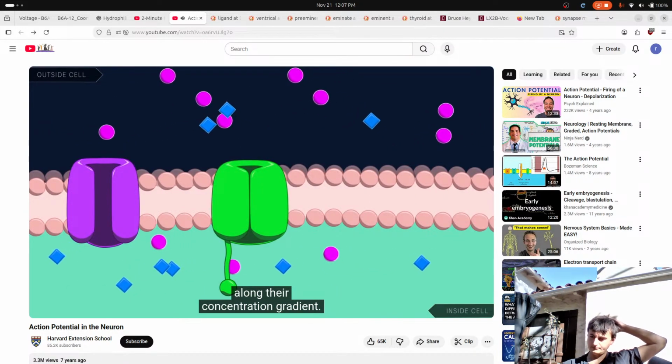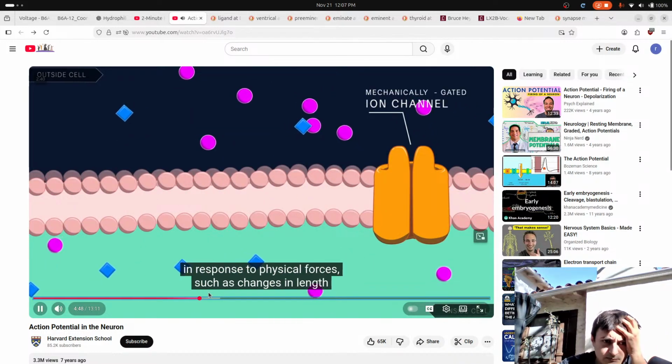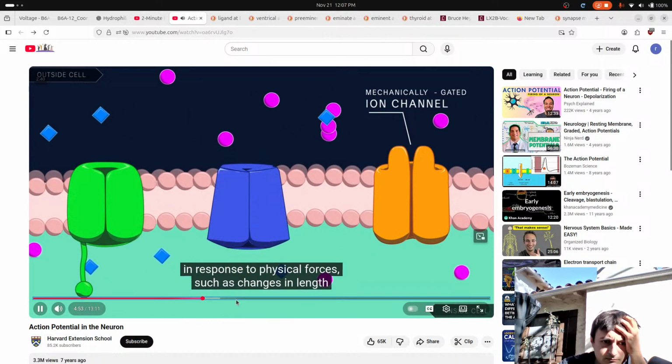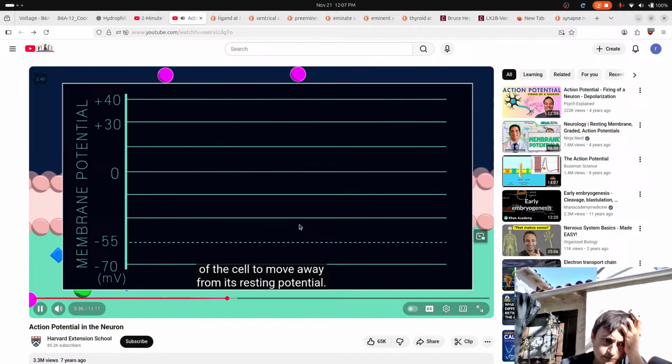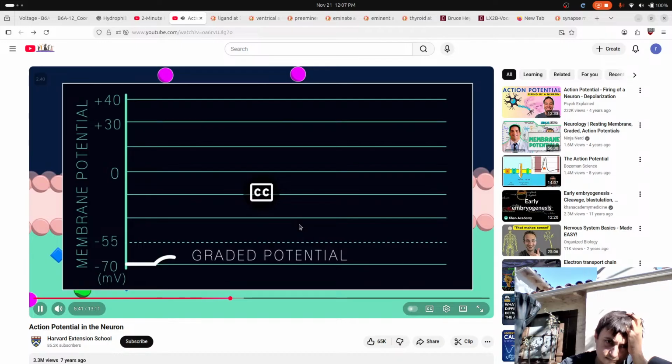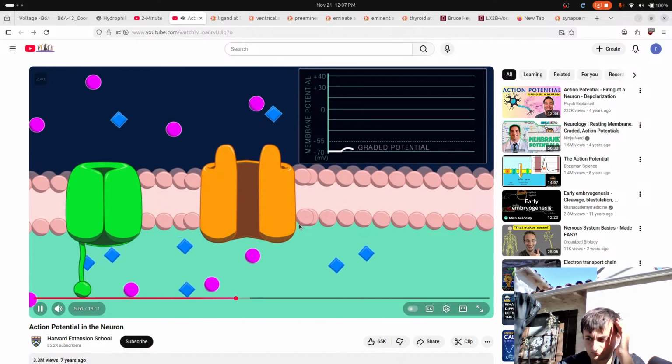Some ion channels are always open, but many require a signal to tell them to open or close. For example, voltage-gated channels open in response to physical forces such as changes in length or changes in pressure. Most ion channels are selectively permeable, meaning that they only allow the cell to move away from its resting potential. If the resulting change in membrane potential is small, we call this a graded potential. Graded potentials can vary in size, can be either positive or negative, are transient, and typically do not result from the opening of voltage-gated ion channels.